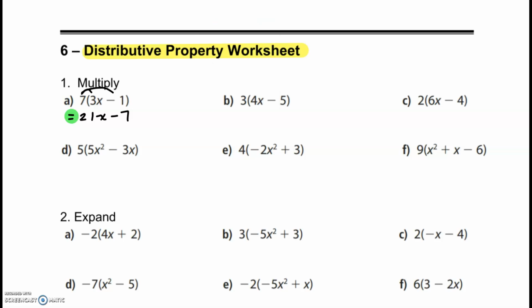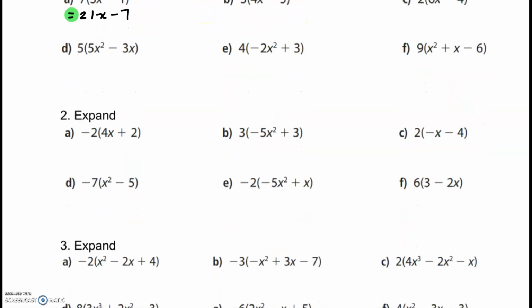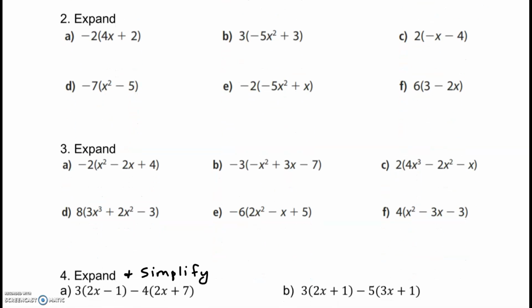All right, how about let's try 2a together as well before you go off on your own. So go down to 2a, try 2a on your own, and then come back to the video and let's see if we have the same. So we'll do negative 2 times 4. So negative and a positive give me a negative. 2 times 4 is 8x. And then we do negative 2 times positive 2. So negative times a positive is a negative, and 2 times 2 is 4. Okay, hopefully you have the same as me.